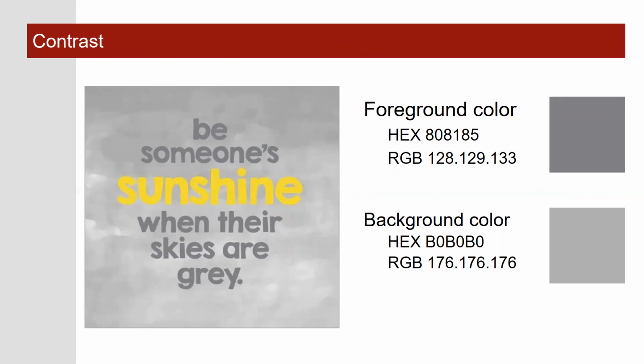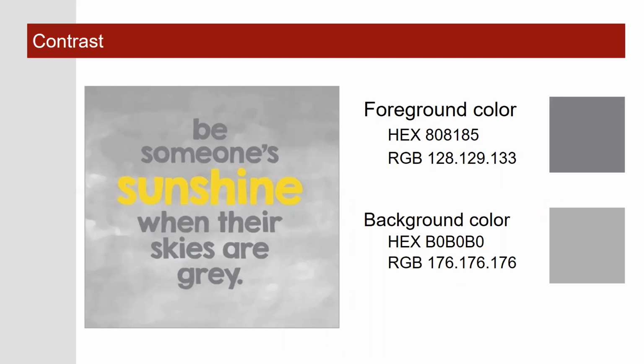In order to be perceivable, your foreground color also needs to be significantly different from the background color. So in addition to not using only color to convey meaning, we need to ensure sufficient contrast. The example on this slide is an image of text on a gray, cloudy background. The text reads, "Be someone's sunshine when their skies are gray."